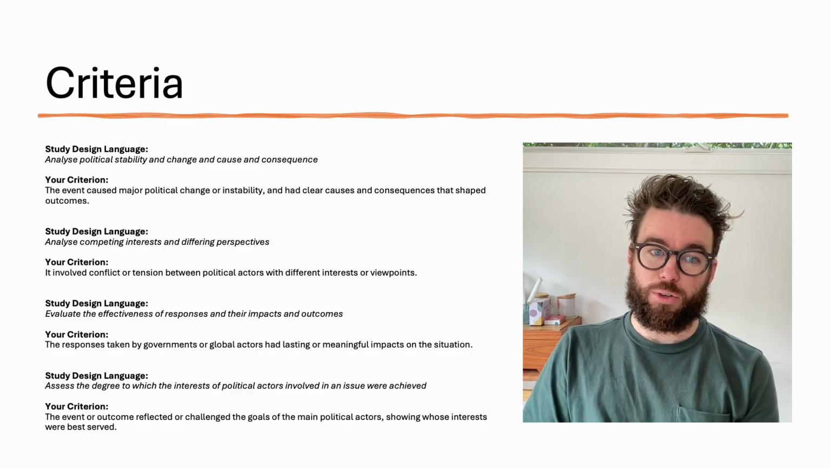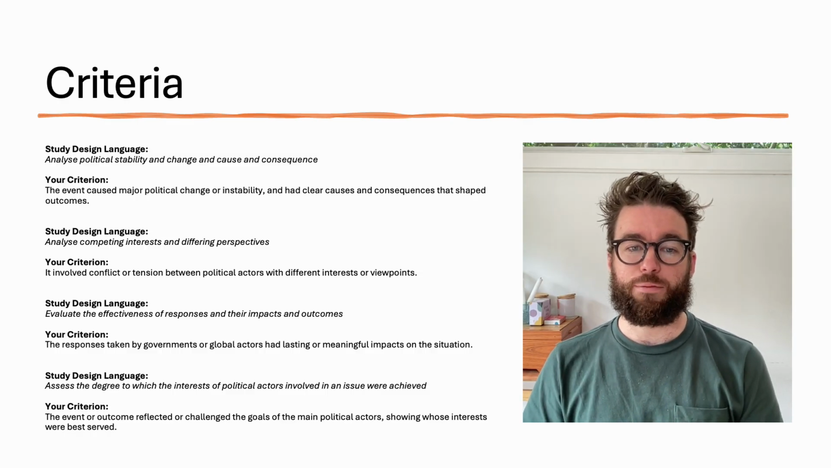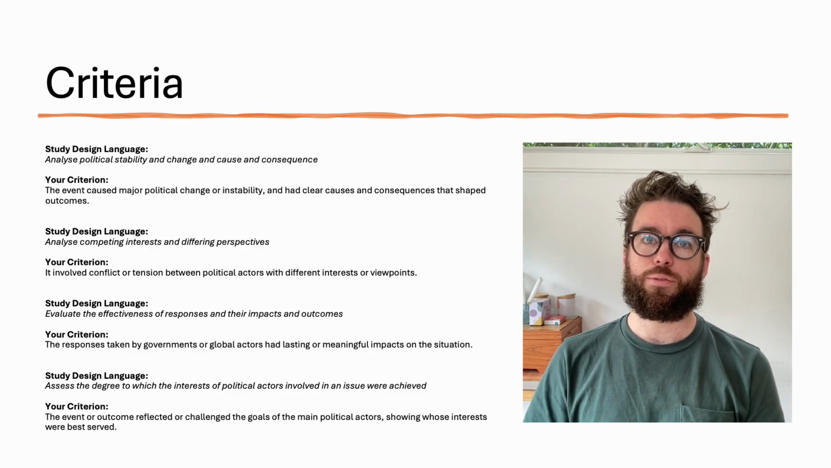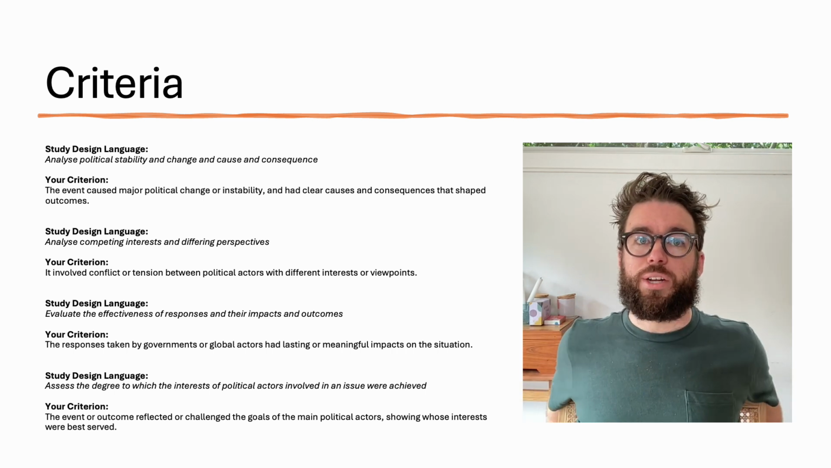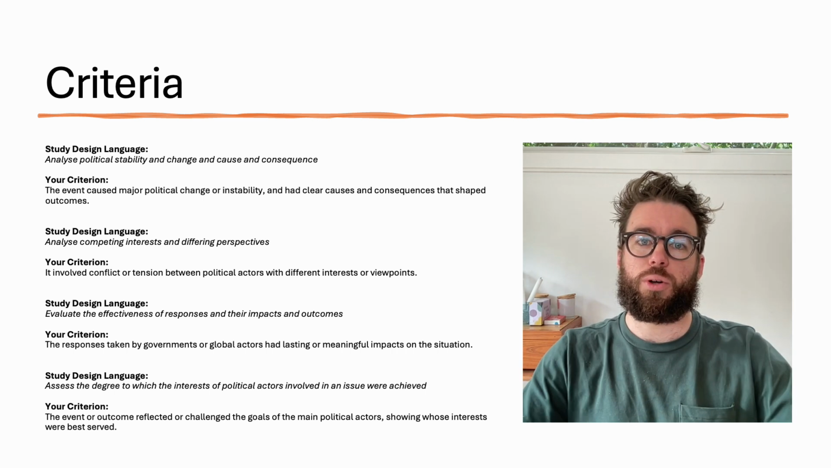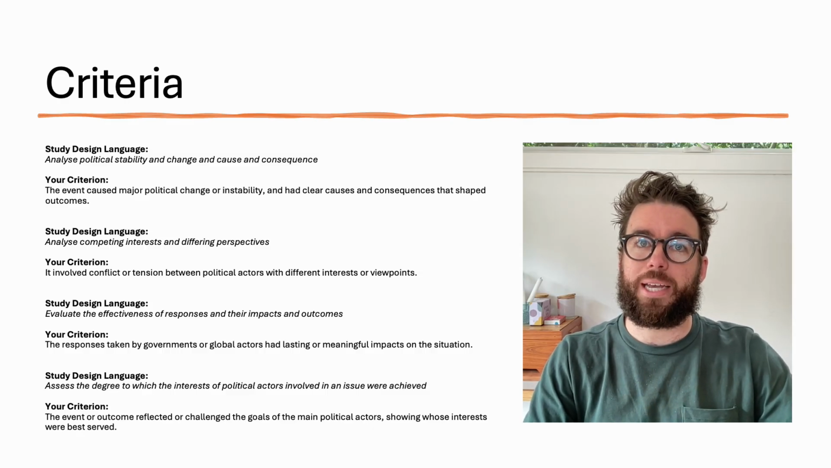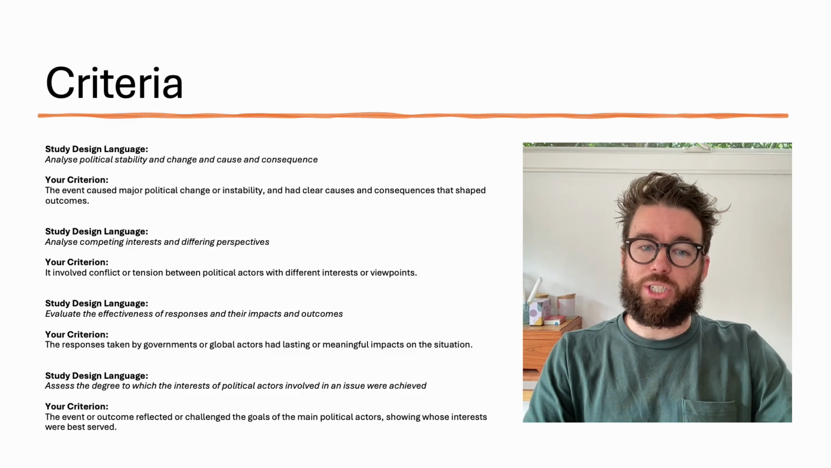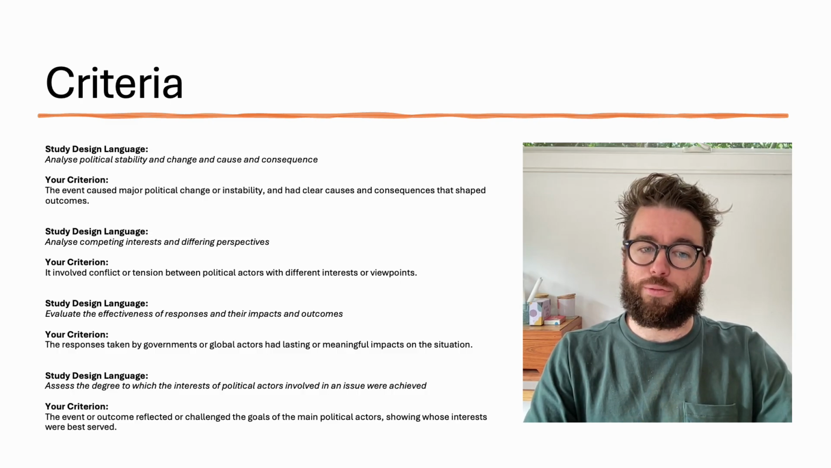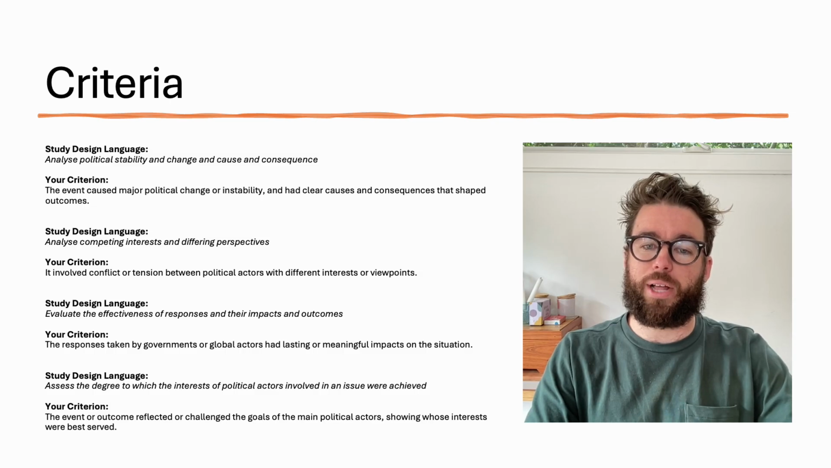Evaluate the effectiveness of responses. So the responses taken by governments or global actors had lasting or meaningful impacts on the situation. You could also suggest that the scale of an issue is so large that the responses have no impact or struggle to make an impact. That could be evidence of political significance. And then the degree to which interests of political actors were achieved, so the event or outcome reflected or challenged the goals of the main political actors, showing whose interests were best served.